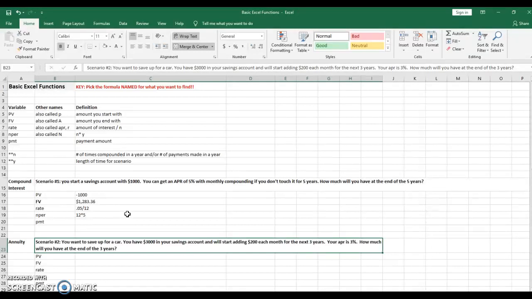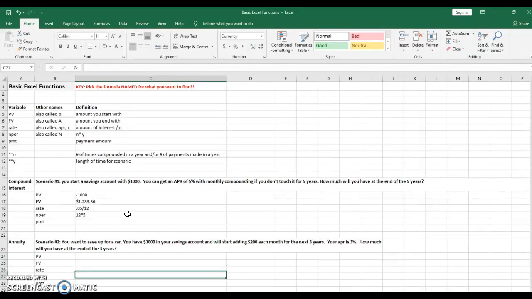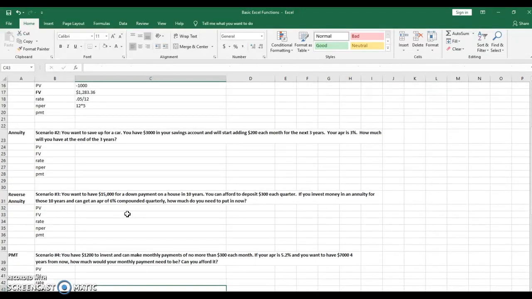Okay, so now let's add a payment to that. So you want to save up for a car. You have $3,000 already in your savings account. You're going to start adding $200 each month for the next 3 years. Your APR is 3%. How much will you have at the end of the 3 years? Let me scroll this up so you see a little more.